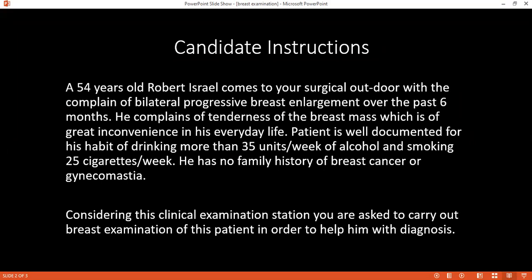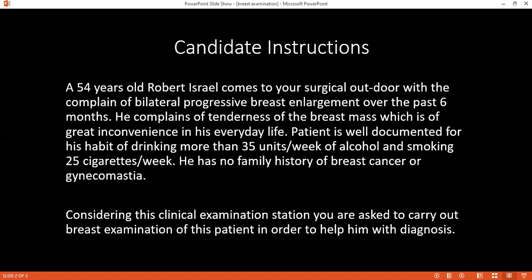Yeah. I'll begin with washing my hands, introducing myself that I'm one of the surgical candidates for the exam. I'll confirm the patient's identity. After confirming, I'll explain the things I'm going to do. I'll tell that I'm going to examine the chest area for the complaints the patient came here with. And then I'll gain the consent of the patient. And after that, I'll examine the patient in sitting position with the exposure of the chest and abdomen area.